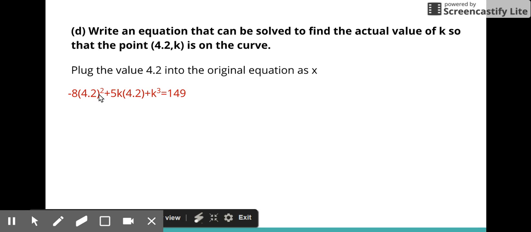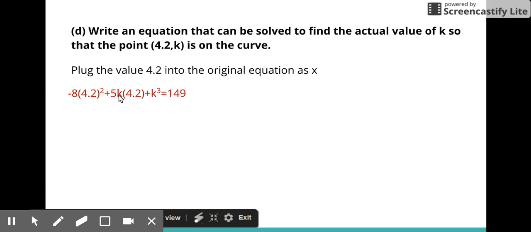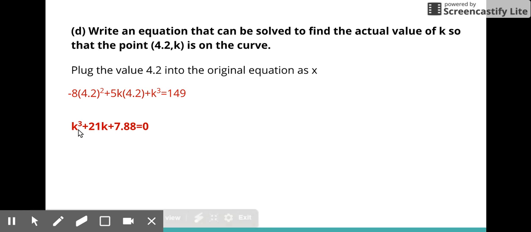Negative 8 multiplied by 4.2 squared, can't forget the exponents, plus 5k multiplied by 4.2 plus k to the third equals 149. So once we multiply this through, it's going to be k to the third plus 21k plus 7.88 equals 0. So that's going to be the equation, because remember, we're just trying to find an equation here that can be solved to find the actual value. So we have the equation there.